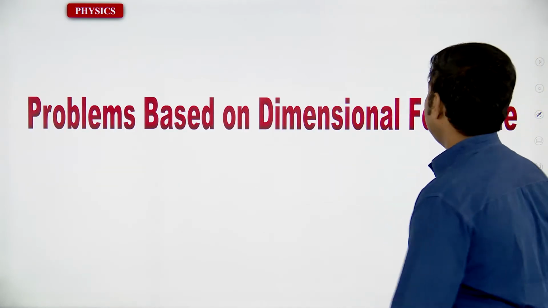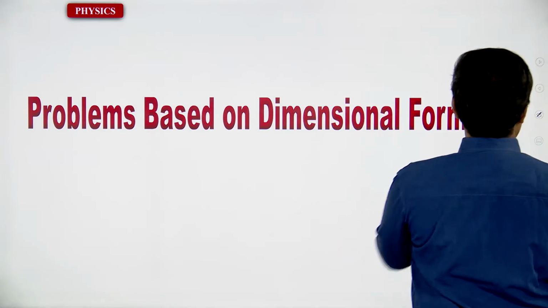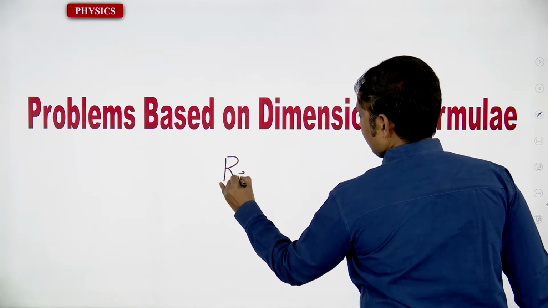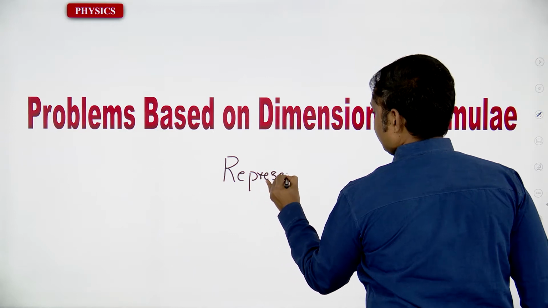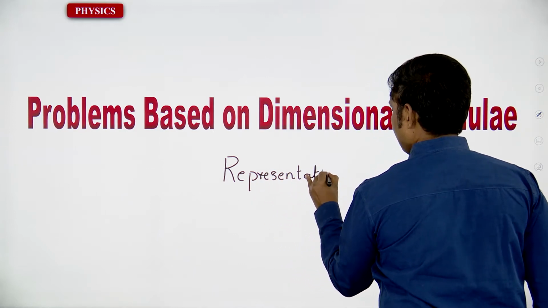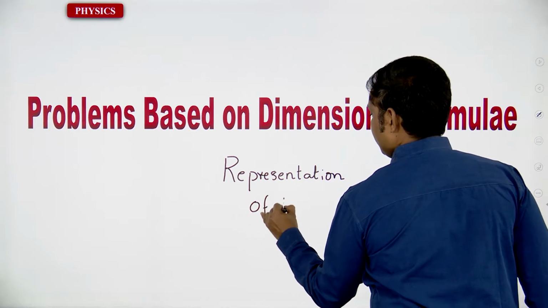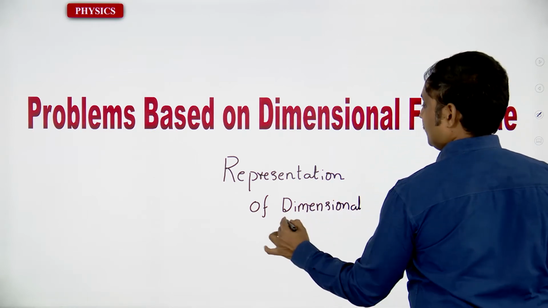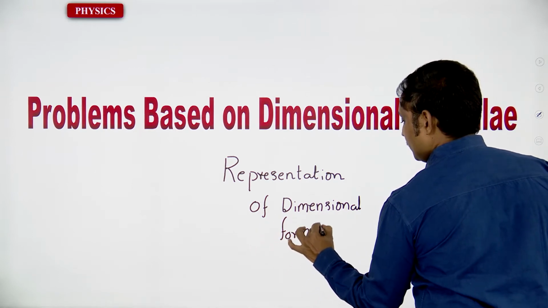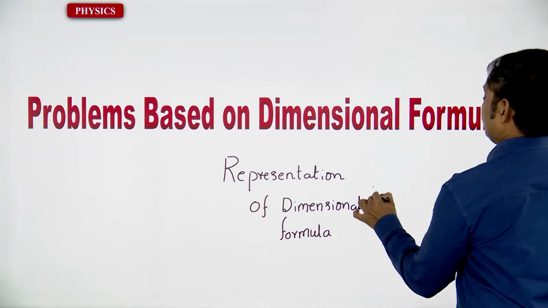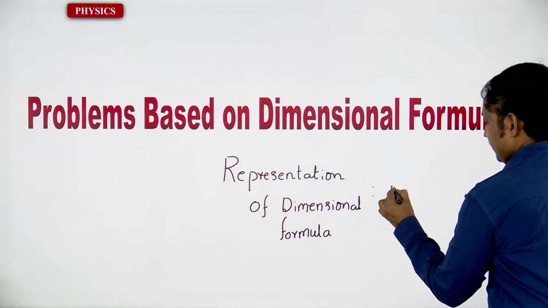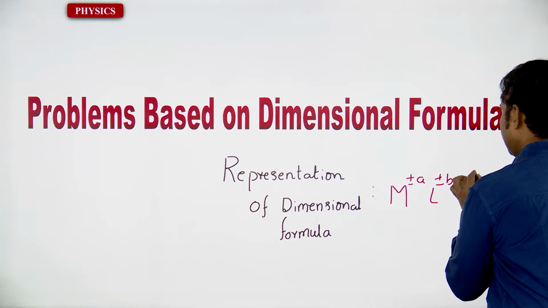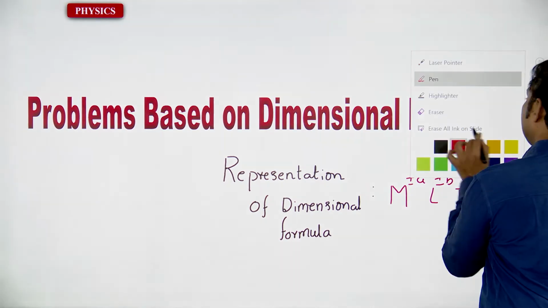This is very clear. We would like to go for the representation of dimensional formula. It is going to be identified as M power plus or minus a, L power plus or minus b, T power plus or minus c. This is very clear.